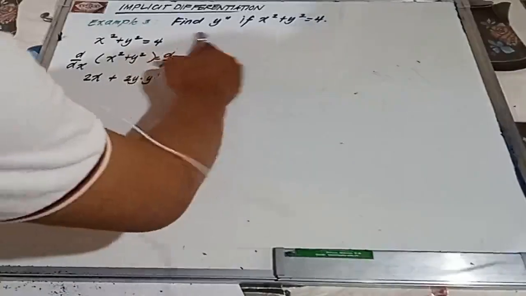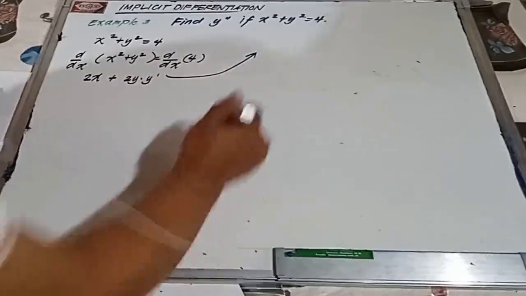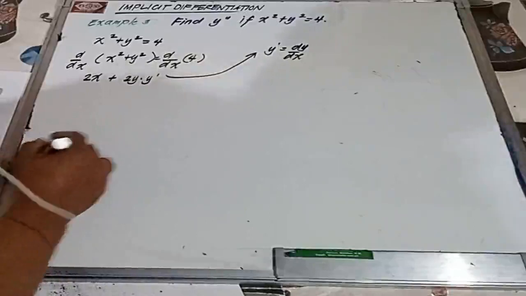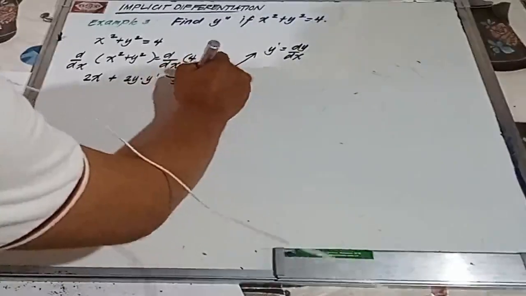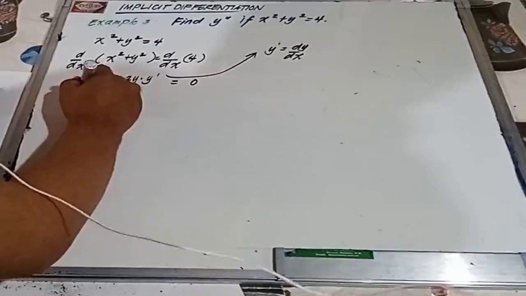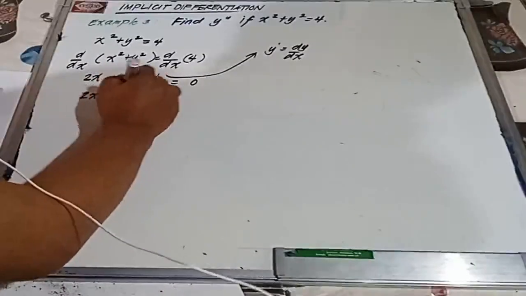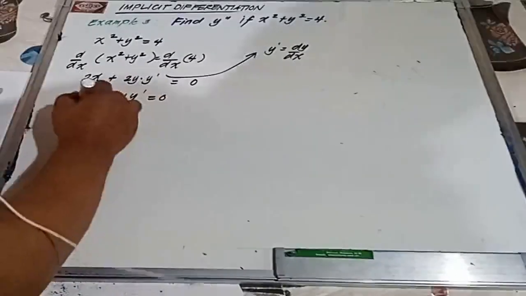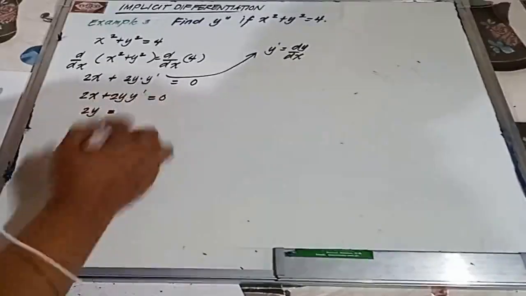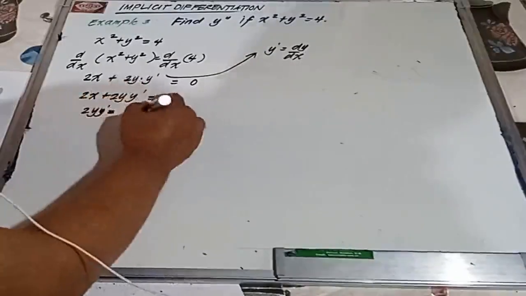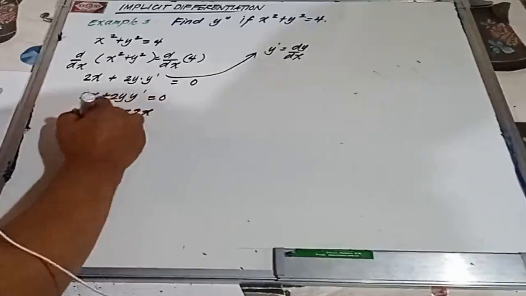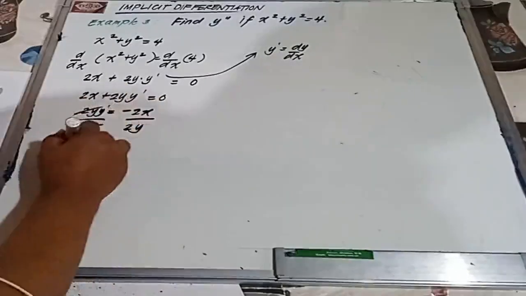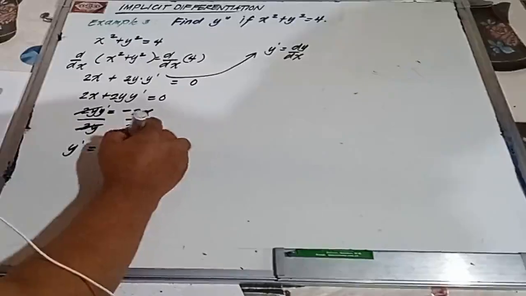Okay? Again, this is dy over dx. Y prime na ang ginamit ko. Equal to derivative of 4, which is 0. That is a constant. So, therefore, we have 2x plus 2y y prime equals 0. Then, solve natin si y prime. Transposing 2x, we have 2y y prime equals negative 2x. Dividing both sides by 2y, 2y divided by 2y cancel. We have y prime is negative x over y.